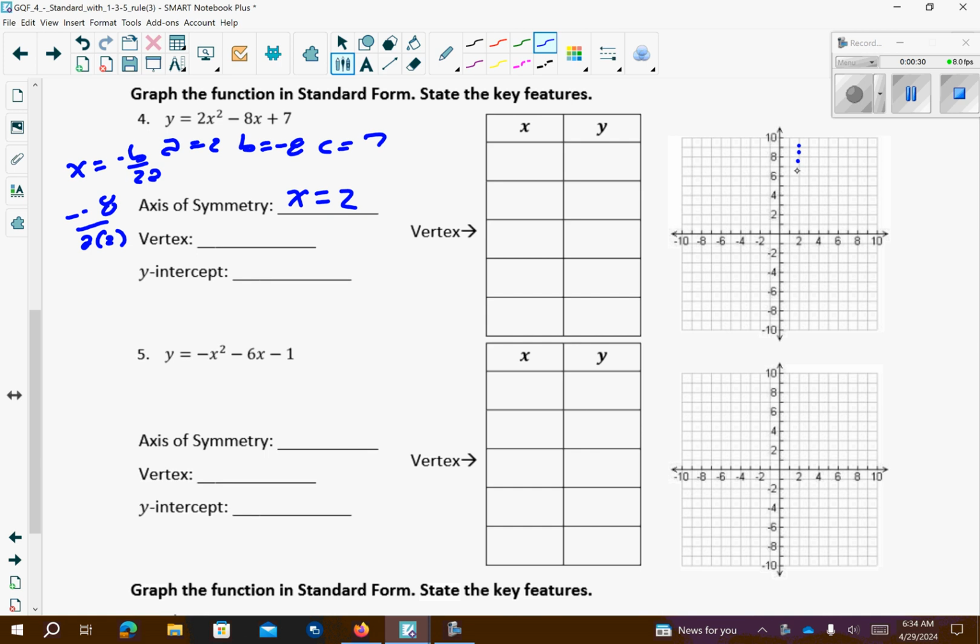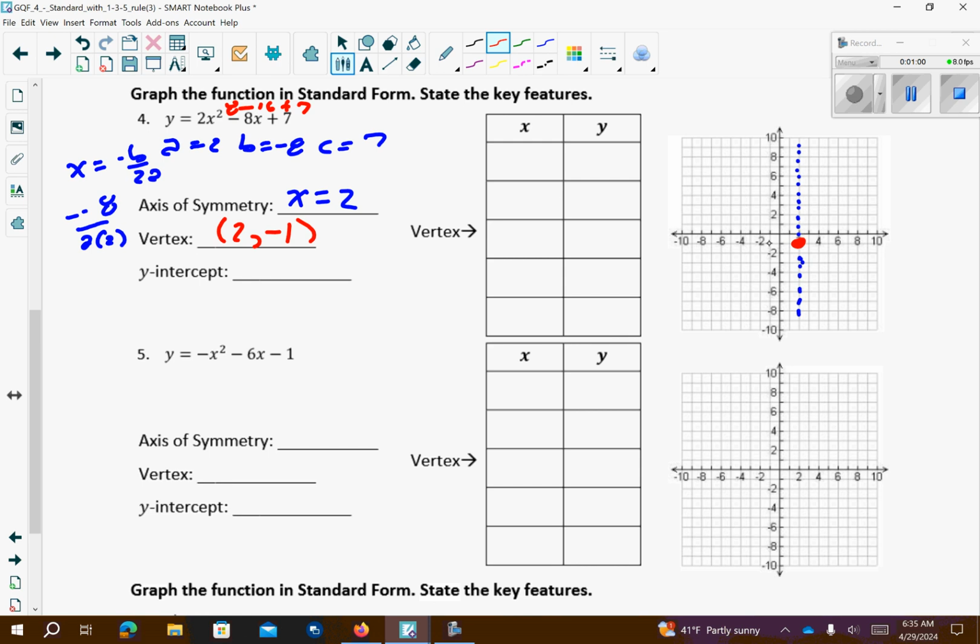So our vertex will lie somewhere on this vertical line. And then our vertex, we're going to say that it's 2 comma, we'll plug 2 in. 2 plugged in to x squared becomes 4, because 2 squared is 4, times 2 is 8. Minus 8 times 2 is 16 plus 7. So that's going to give me -1. So 2, -1 is our vertex.